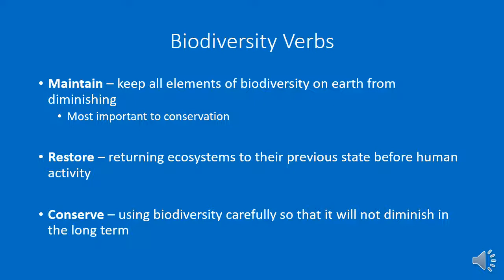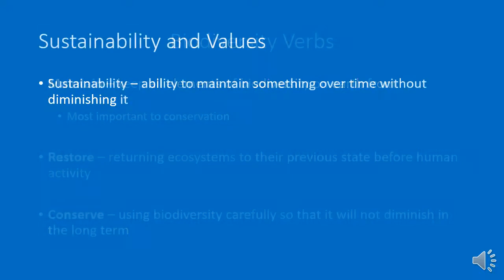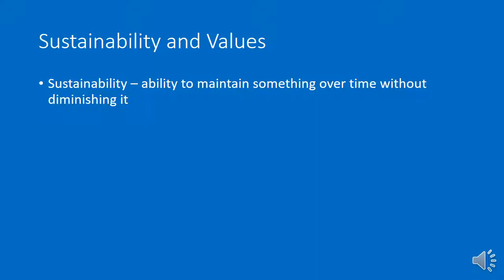To conserve is to use biodiversity carefully so it will not diminish in the long term. And this is important for foresters and fish and wildlife biologists and people like that, because these are things we use. They're natural resources that we use, but that's why they're called conservation officers, game wardens, because we want to use it in such a way that it's there for your kids and your grandkids, etc. So that's what that means.